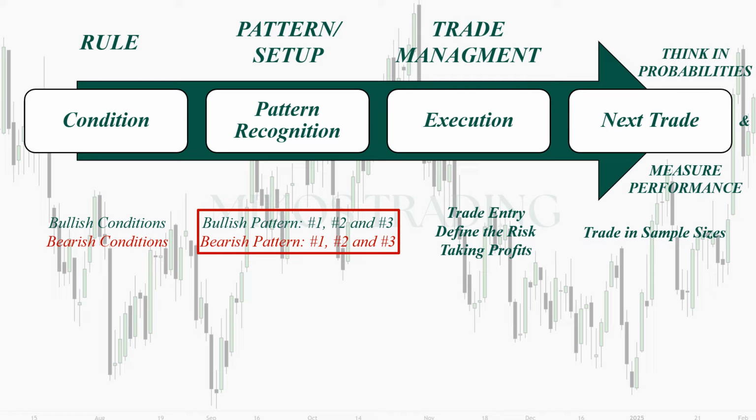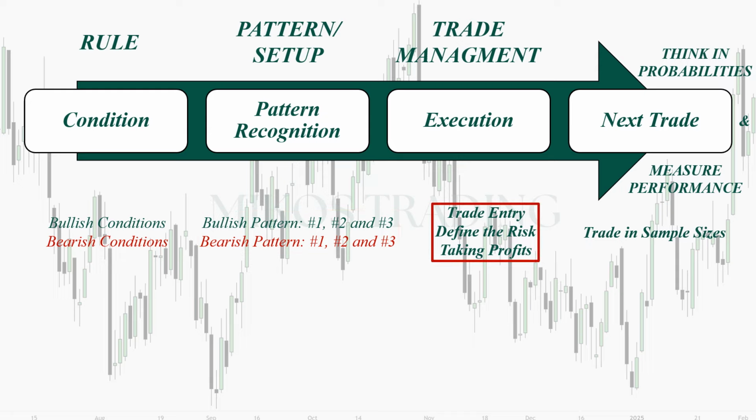At this stage, I start hunting for my patterns to execute on in price action. If bullish conditions are fulfilled, I hunt for my bullish patterns to execute on in price action. And if bearish conditions are fulfilled, I hunt for my bearish patterns to execute on in price action. After either bullish or bearish conditions are fulfilled, and one of the patterns that I am looking for presents itself in price action, I proceed to the execution stage of my trading process.